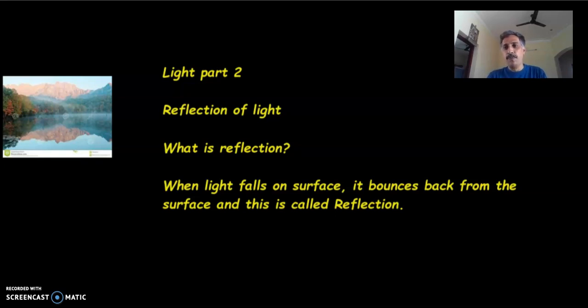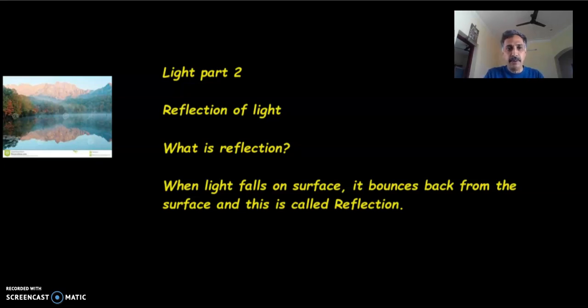Light part 2. In this we are going to discuss reflection of light. What is reflection? When light falls on a surface, it bounces off from the surface and this is called reflection.